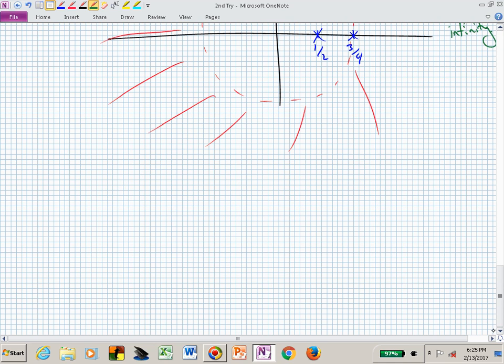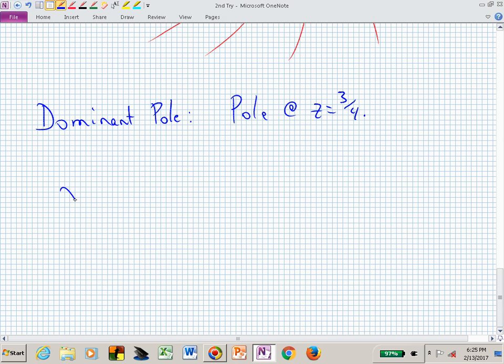In this particular case, what's the dominant pole? What do we mean by dominant? Okay, the dominant pole is at 3/4. What is meant by the dominant pole? It's the one that's the slowest. It dominates the response, and it's going to be closest to z equal to 1. So our dominant pole is the pole at z equal 3/4.